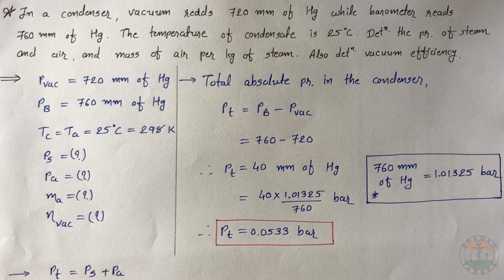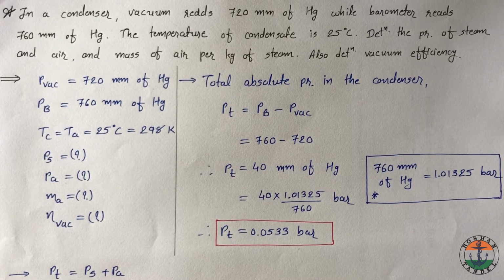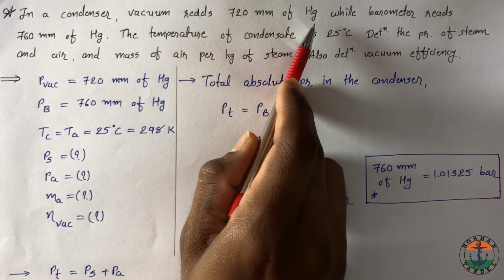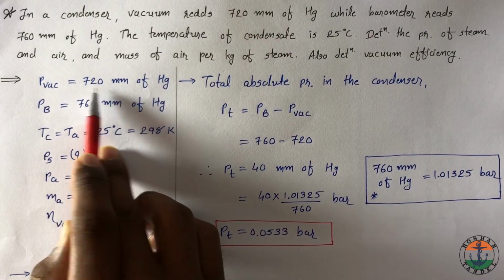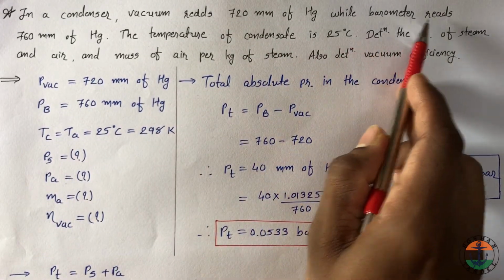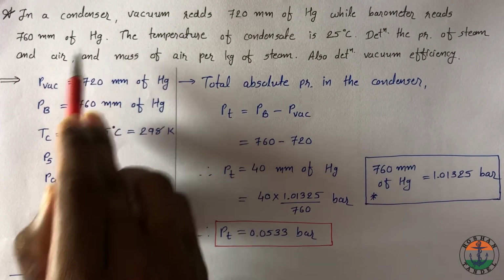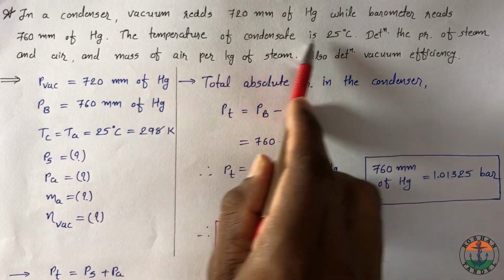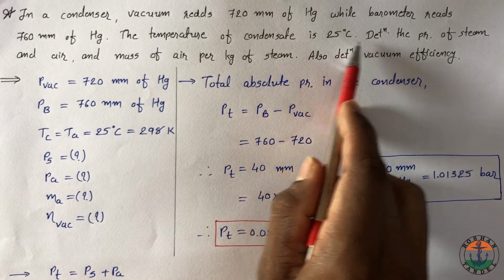Here in this lecture, we are going to discuss examples on a condenser. In a condenser, vacuum reads 720 mm of Hg, Pvac is equal to 720 mm, while barometer reads 760 mm of Hg, Pb is equal to 760 mm. The temperature of condensate is 25 degrees Celsius.